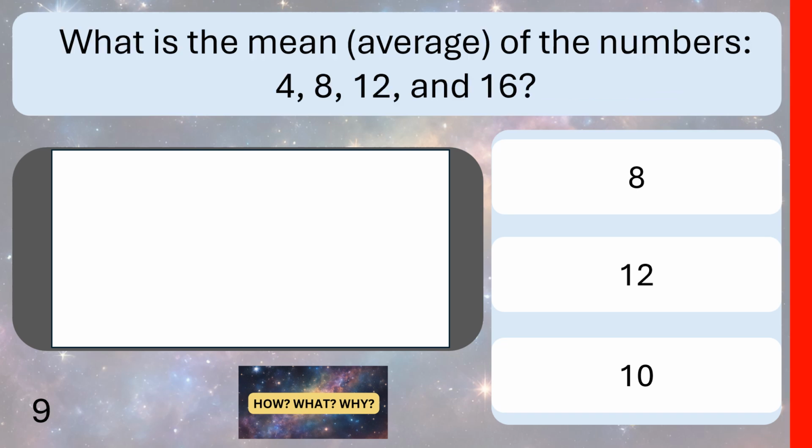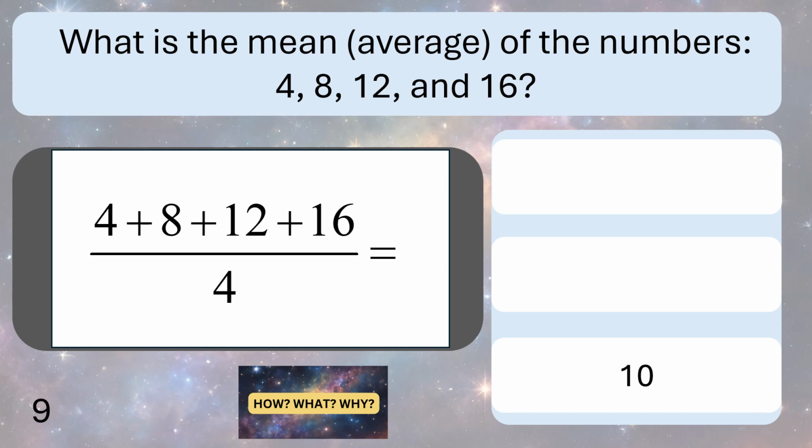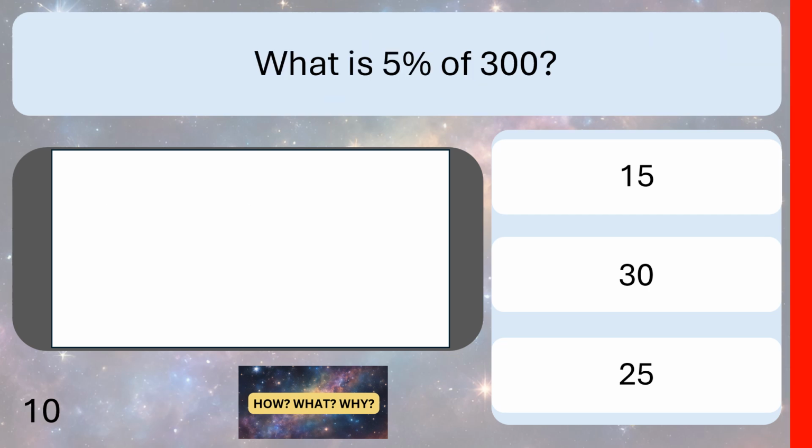What is the mean or the average of the numbers 4, 8, 12, and 16? Is it 8, 12, or 10? If you got the answer 10, you're doing amazing. Now remember, we calculate the average by adding the four numbers together and then dividing by 4, and that gives us an answer of 10.